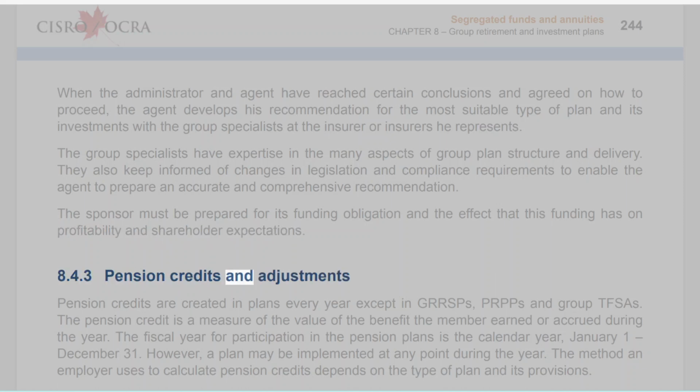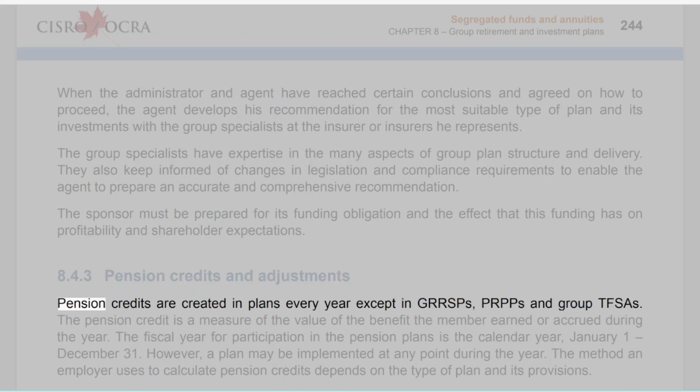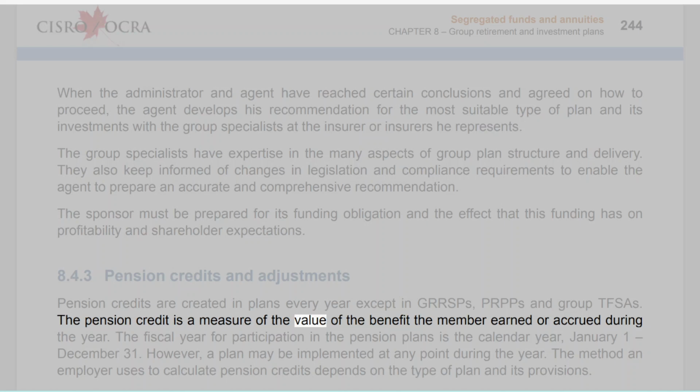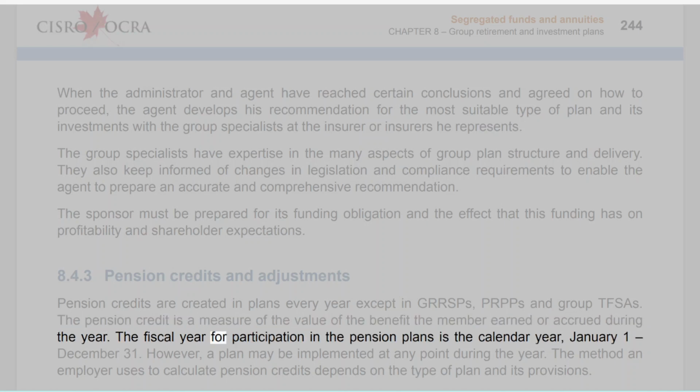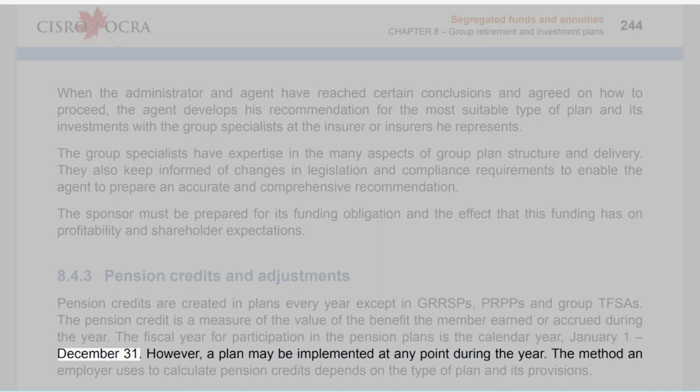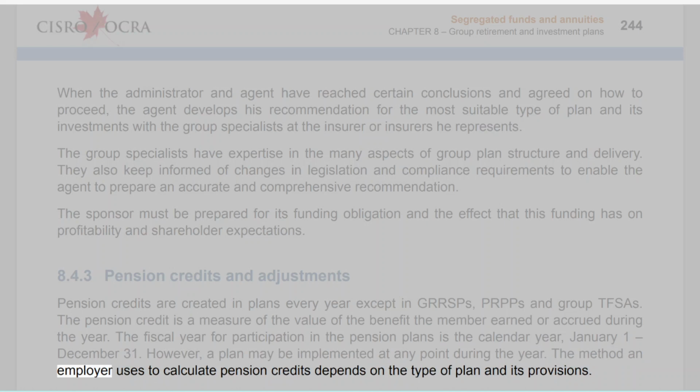8.4.3 Pension credits and adjustments. Pension credits are created in plans every year except in GRRSPs, PRPPs, and Group TFSAs. The pension credit is a measure of the value of the benefit the member earned or accrued during the year. The fiscal year for participation in the pension plans is the calendar year, January 1st to December 31st. However, a plan may be implemented at any point during the year. The method an employer uses to calculate pension credits depends on the type of plan and its provisions.